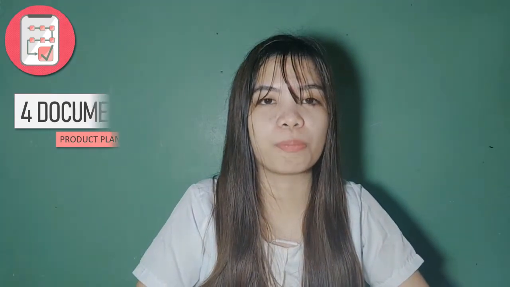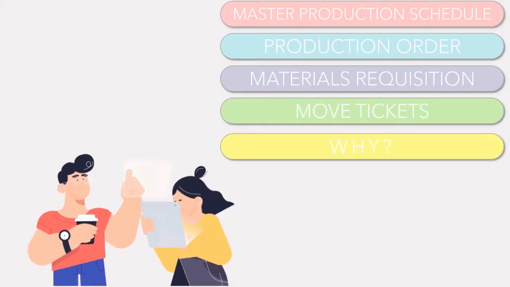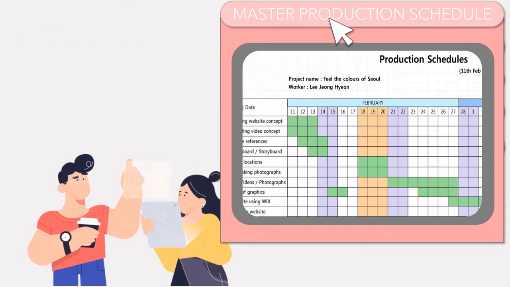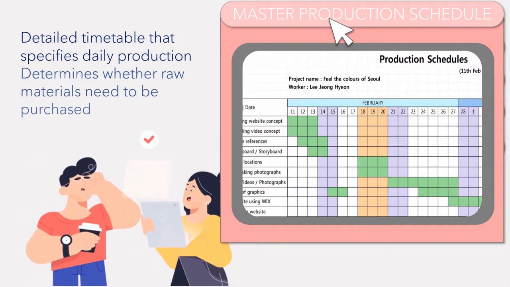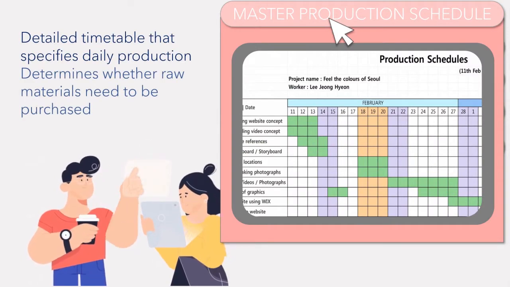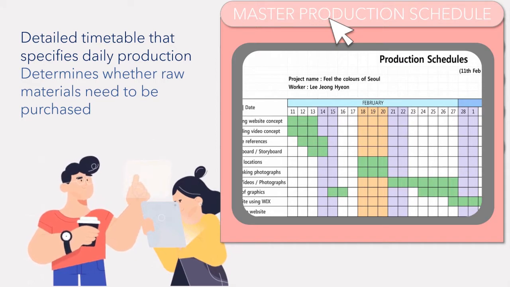What are the key documents and forms associated with production planning? There are 4 documents that are produced by production planning. One of those is the Master Production Schedule, which is used to develop a detailed timetable that specifies daily production and to determine whether raw materials need to be purchased.